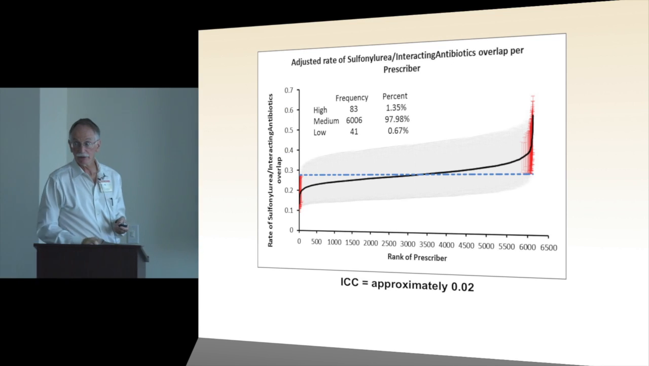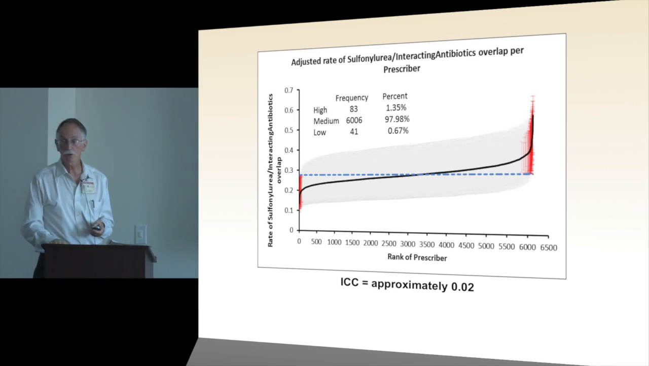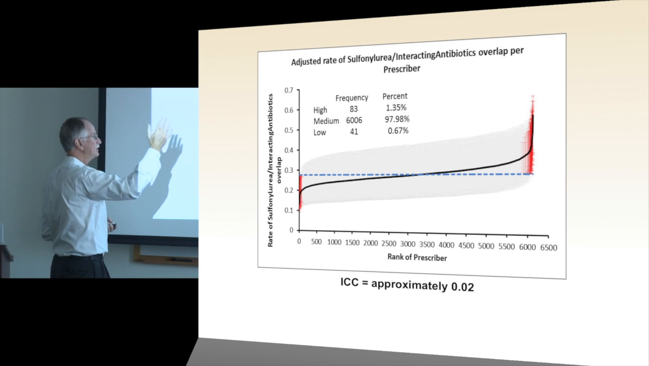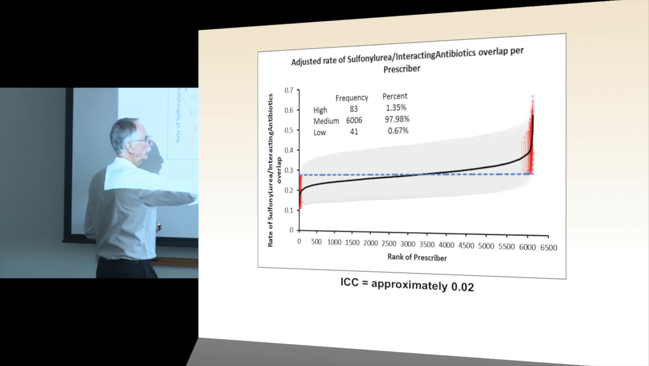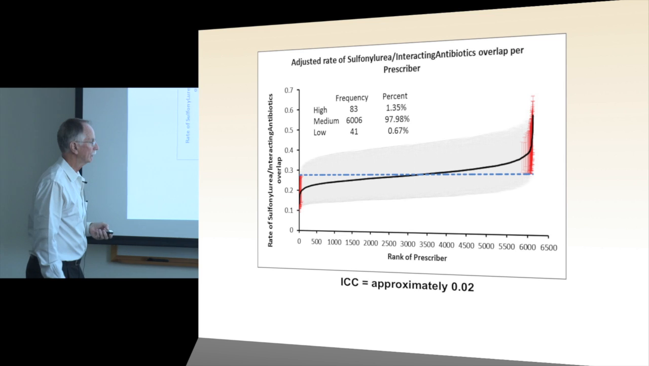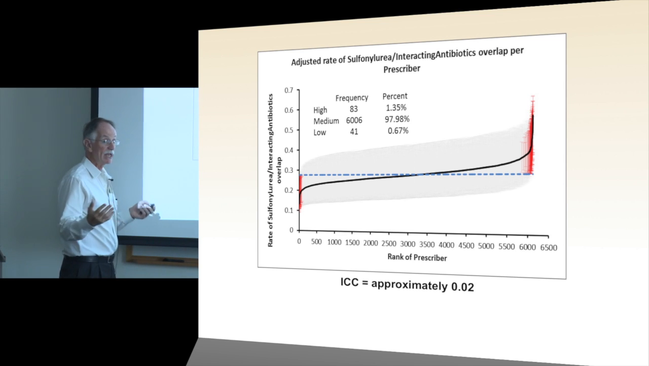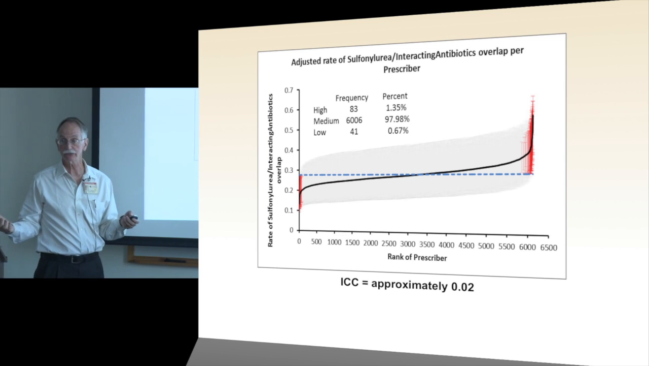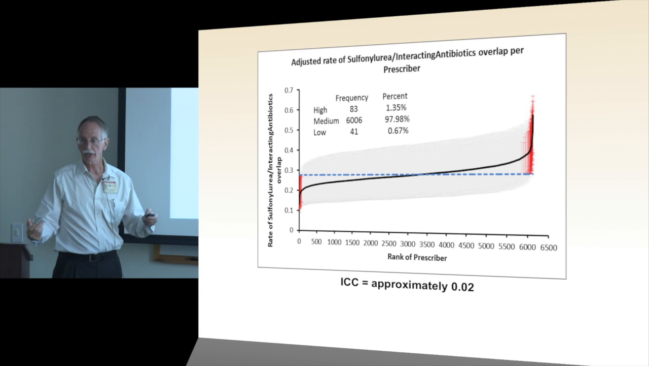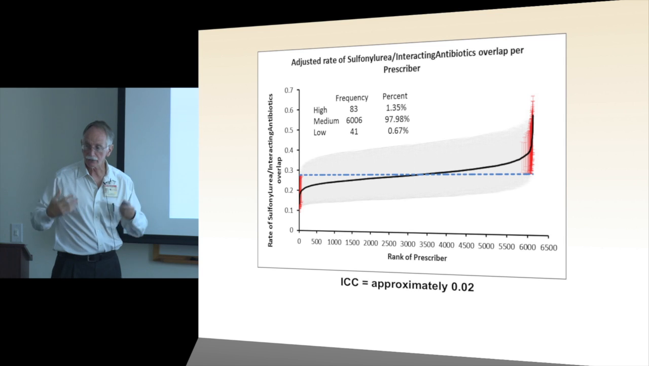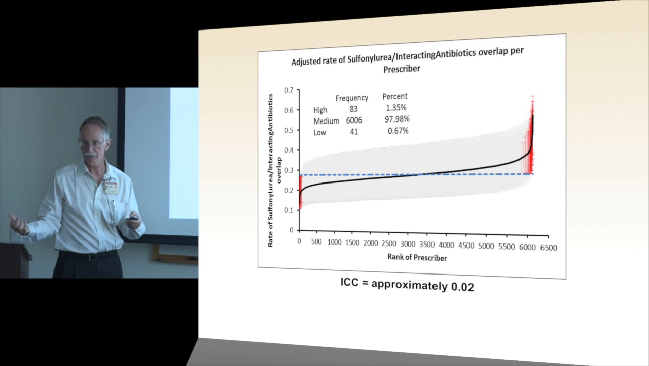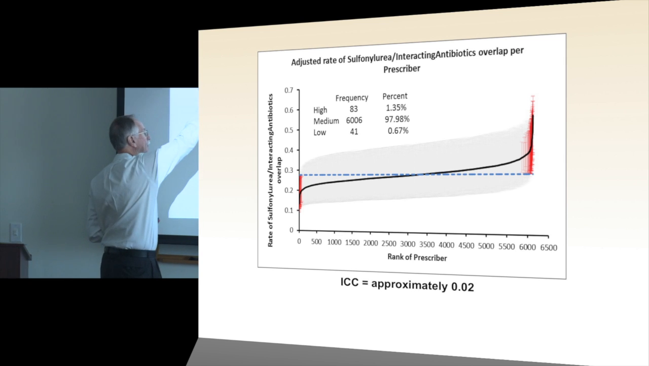So there was very little variation. This is at the level of the PCP. This is how we present our provider level stuff all the time. We look at a behavior on a provider. In this case, the behavior is what percent of patients that are on a sulfonylurea, that are cared for by that provider, what percent of those patients get an interacting antibiotic during the year? Okay, so that's the outcome, so that's here.